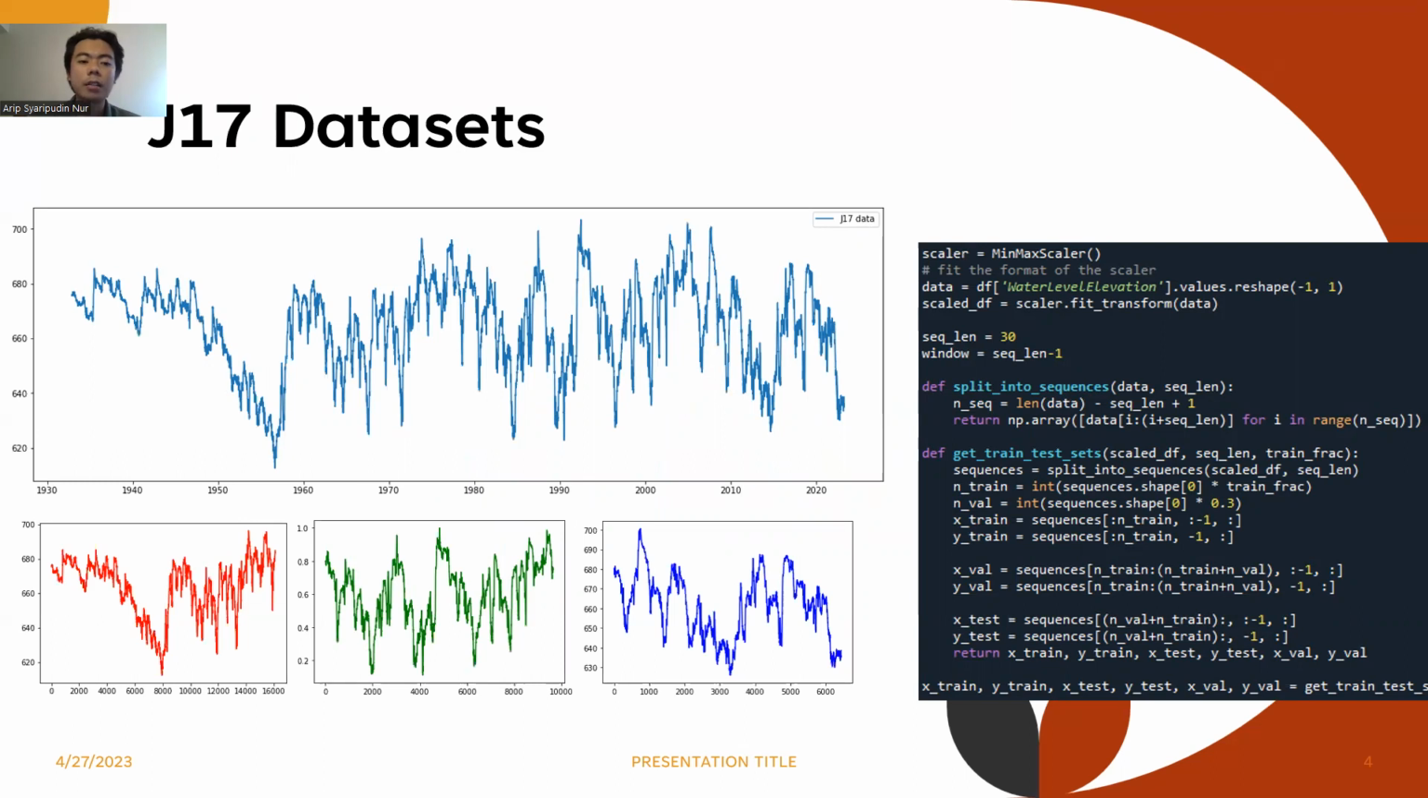Here, I divided the dataset into three datasets. First is the training dataset, you can see in the red line, and then validation data for the fitting process of the LSTM model, and the last is the testing dataset to test the model whether it's good or not. And we use a sequence length of about 30 days. It's like looking back. So we will make a dataset that has 30 days before to predict the next day.